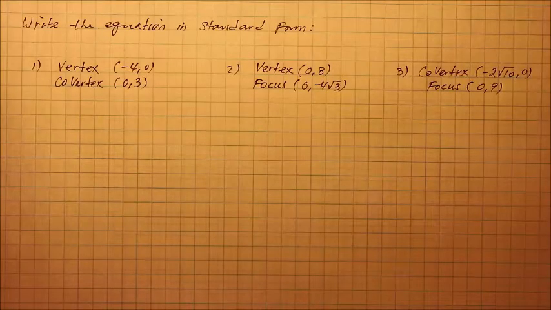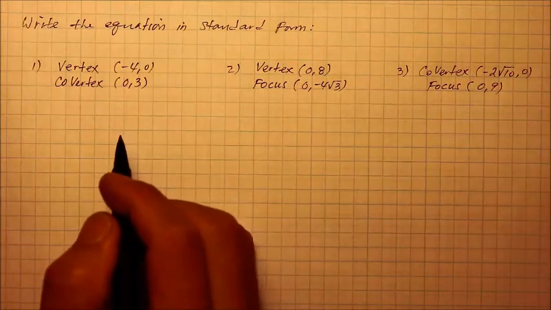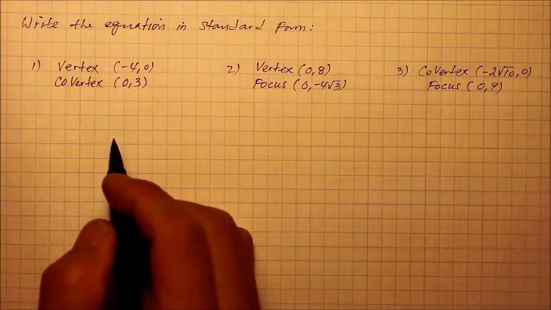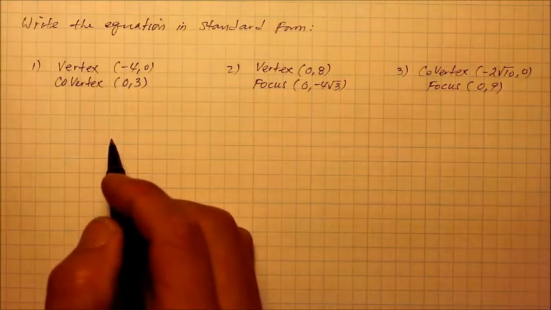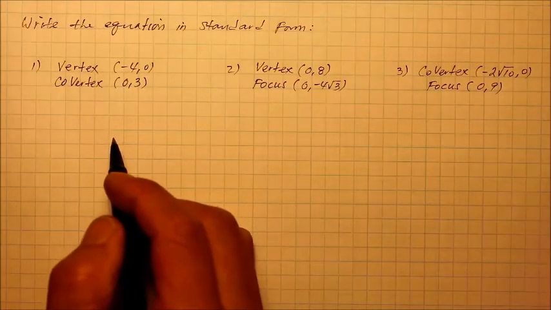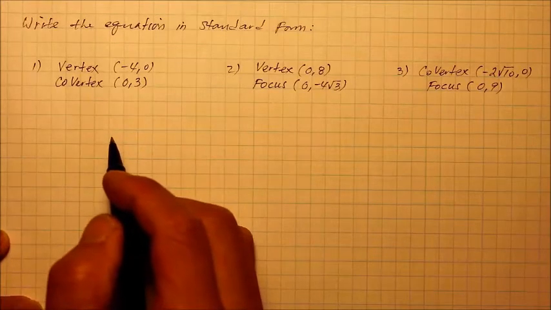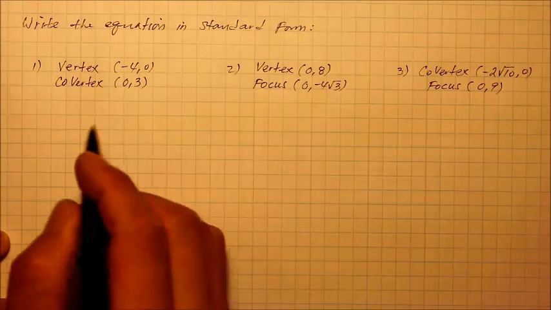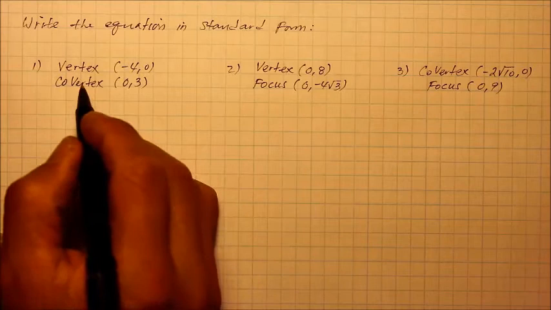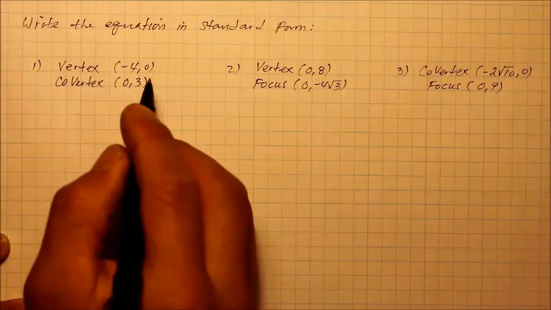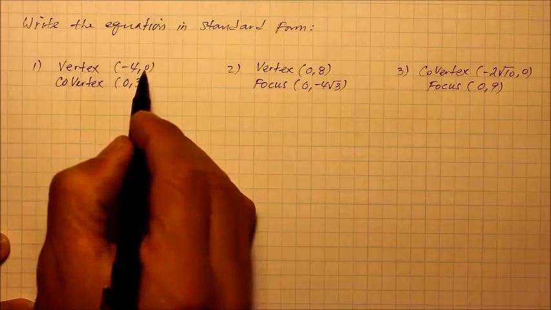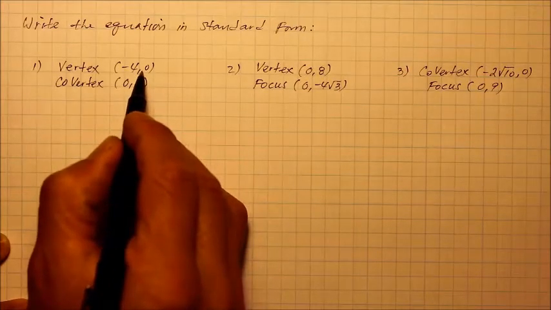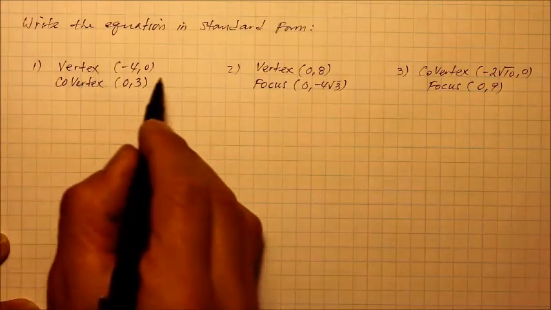Okay, so now we have a little variation here. Last time we had to write the standard form when we're given some sort of an equation. Now we are given some points, so we have three different possible ways of doing it. Here, let's do it this way. First of all, we have a vertex. The vertex is given as some x and the y is 0, so this is going to have a horizontal major axis.